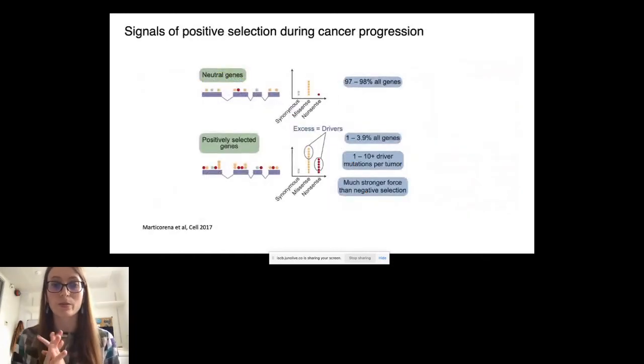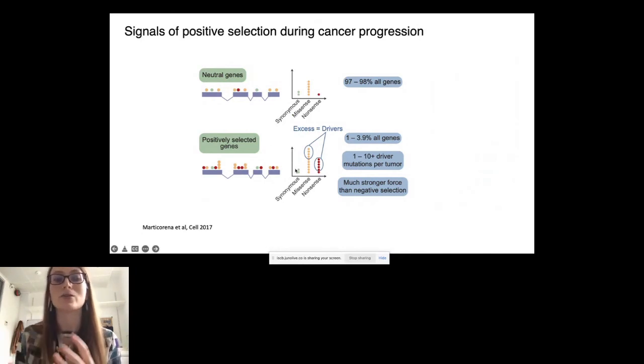And for this, we used a method that is called dN/dS. It's used in population genetics, and that basically allows us to assess which genes accumulate an unusual amount of missense and nonsense mutations compared to synonymous mutations. So in other words, which are the genes that are positively selected in cancer?